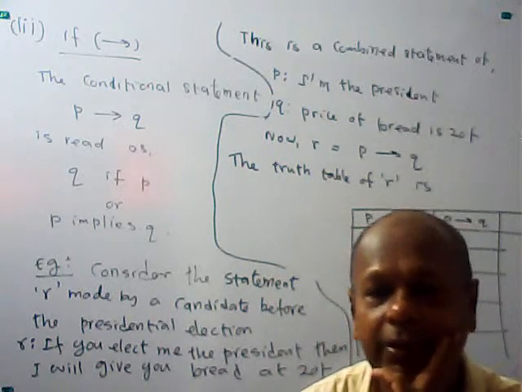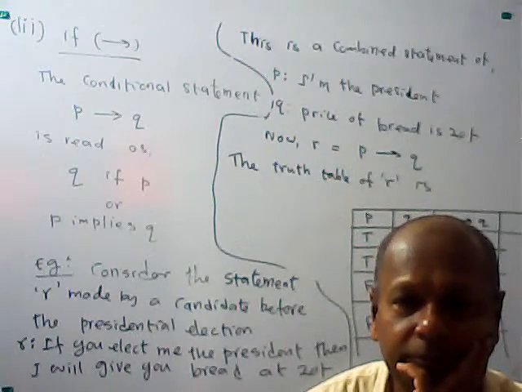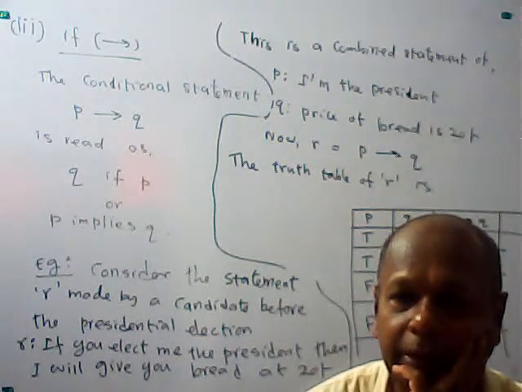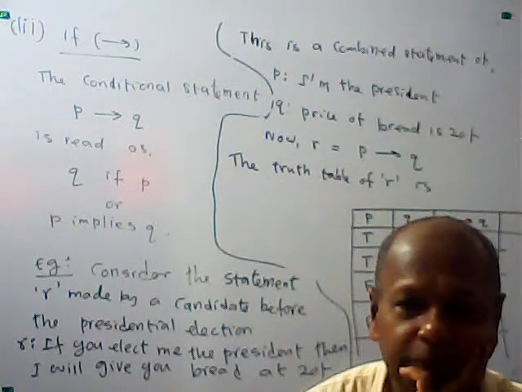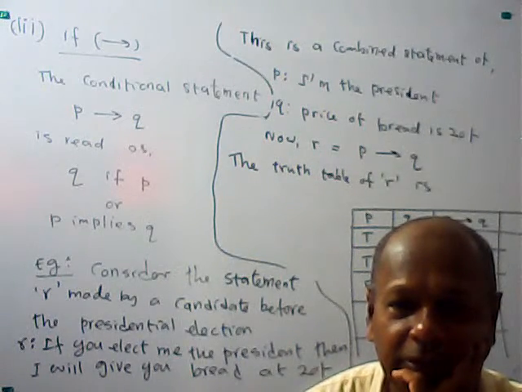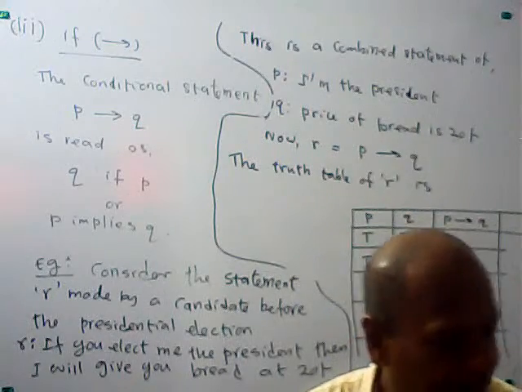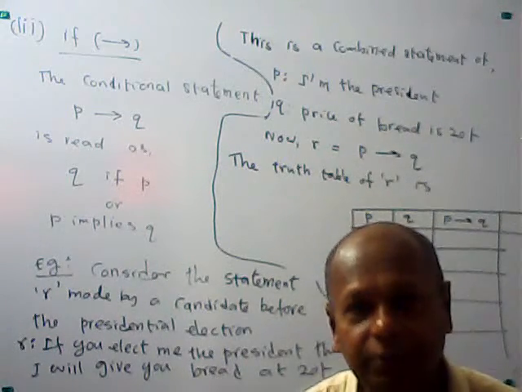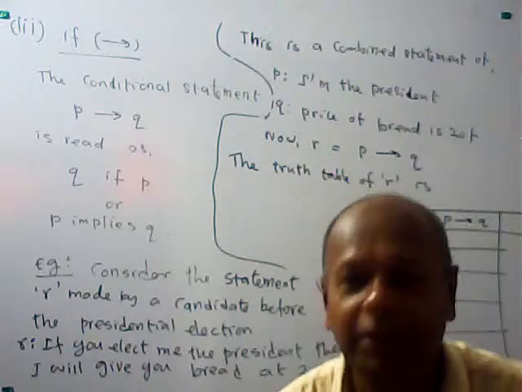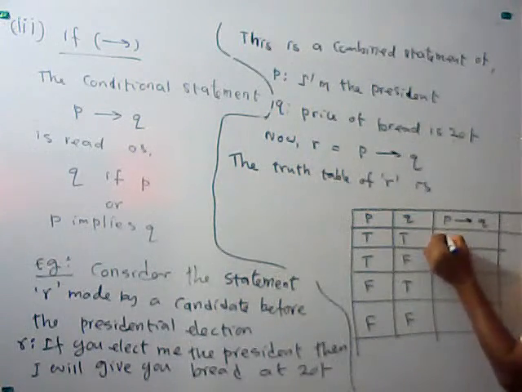I am the president, and also price of bread is 20 rupees. You can buy bread at 20 rupees. True. Before the election, what I said is true. So this is true.